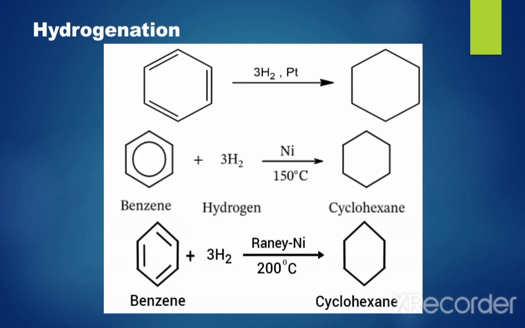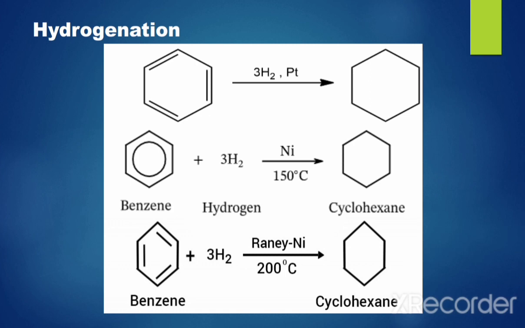And then the third one is we take benzene ring and three hydrogen molecules, and the conditions are changed. Raney nickel as a catalyst at 200 degrees Celsius, and we have the final product cyclohexane.